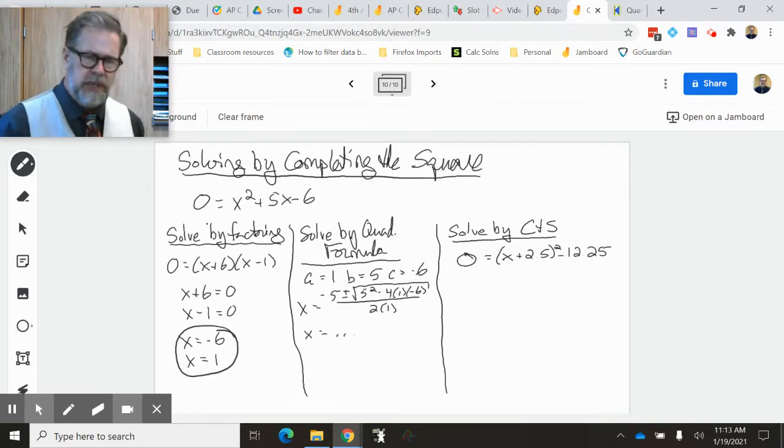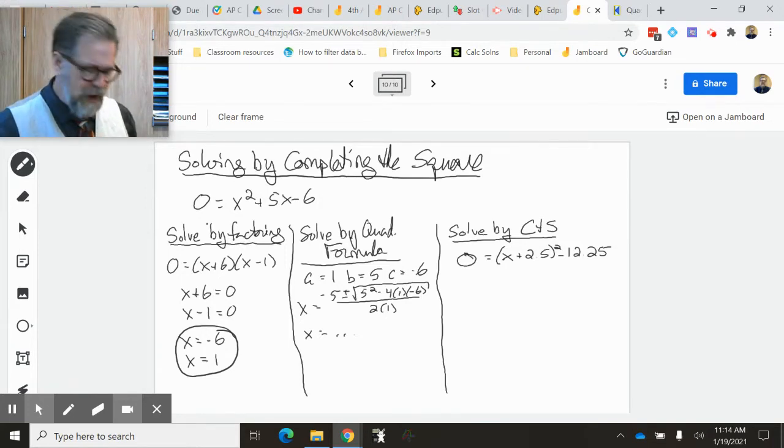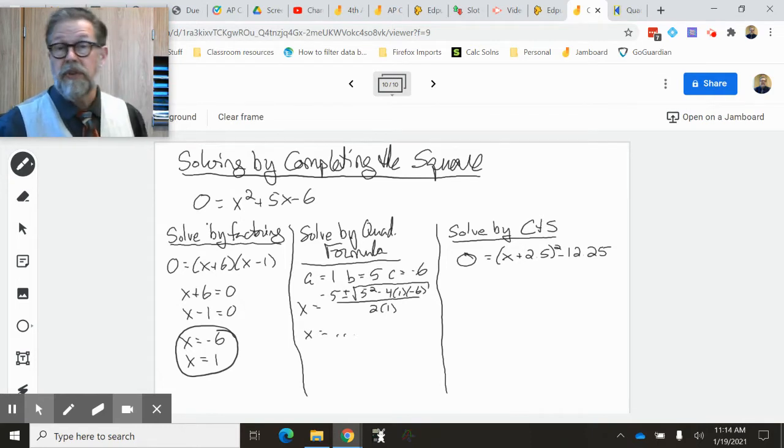Therefore, x plus 6 equals 0 and x minus 1 equals 0. The zero product property, pretty straightforward. x equals negative 6 and positive 1. And that works great if it factors. Well, what if it doesn't factor? Well, the quadratic formula is always then our go-to if it doesn't factor.